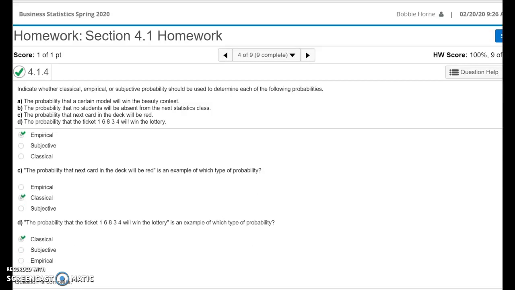For C, the probability that the next card in the deck will be red. This is just classical probability. You have everything there. You know how many cards are in a deck, and you know how many are red. For D, the probability that the ticket will win the lottery. This is just classical probability. You can go ahead and determine the probability for that.